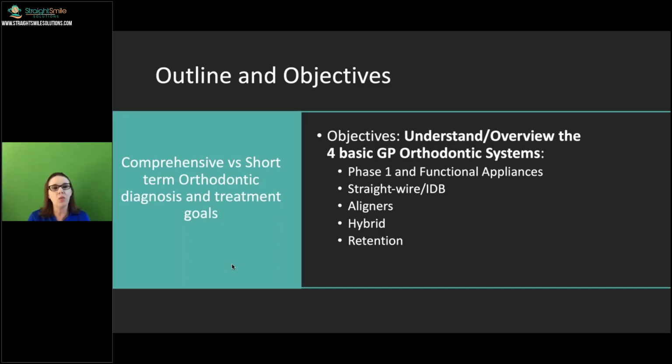Why are we referring? What is going to happen if we don't treat the patient now? Is it going to get worse? Is it going to get better? So these are things we're going to talk about a little bit today.